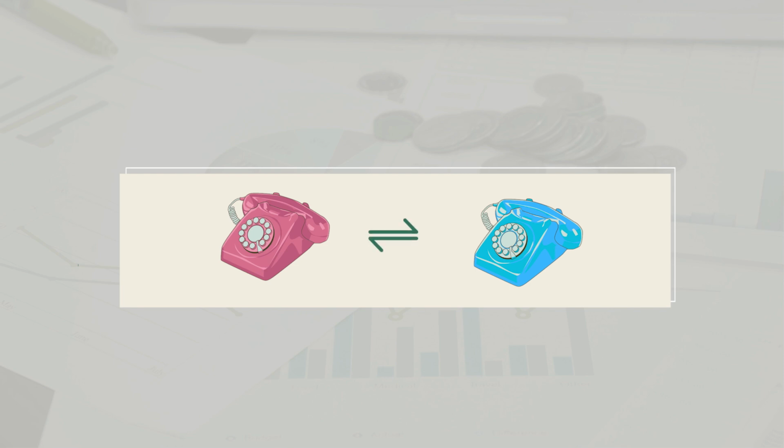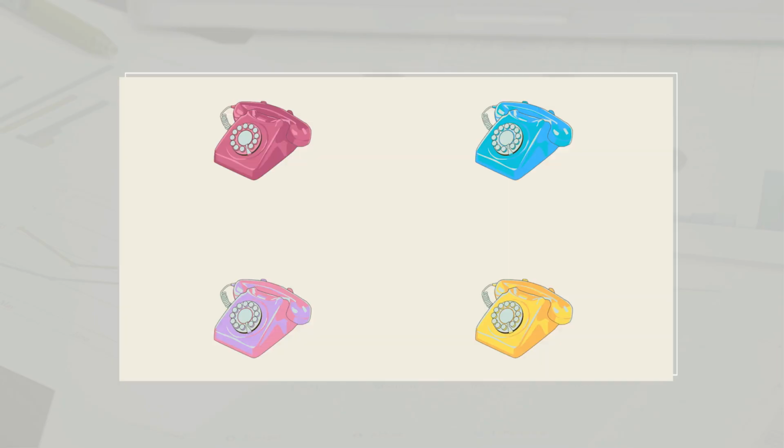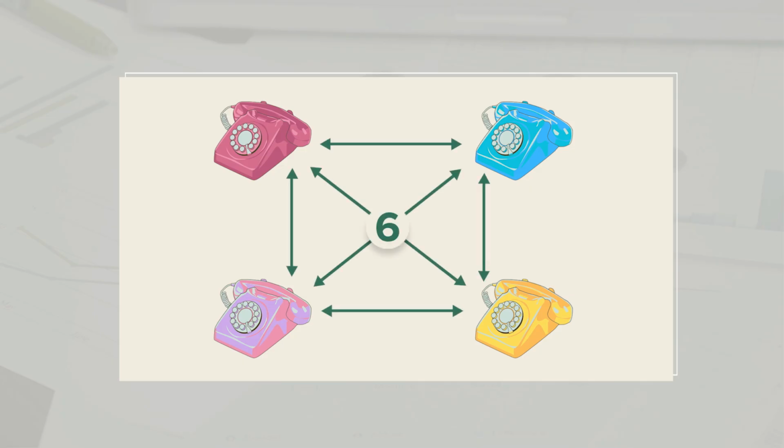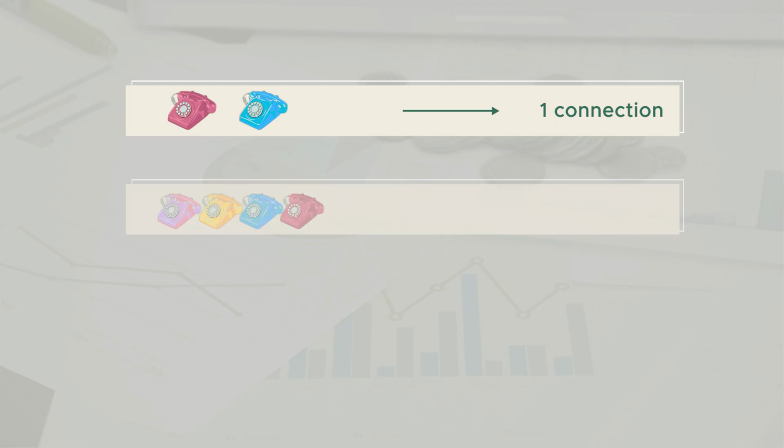Let's take a simple example. Suppose you have two telephones. Person A and person B have a telephone each. How many connections are possible? Only one connection is possible. Suppose you have four telephones, then how many connections are possible? You can calculate it, but I can tell you it is six connections. Two telephones, one connection. Four telephones, it is not double, but it is six.